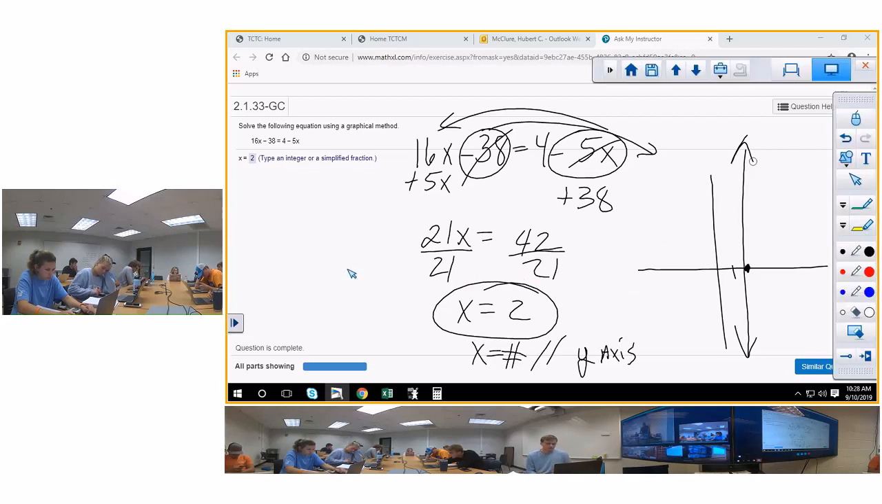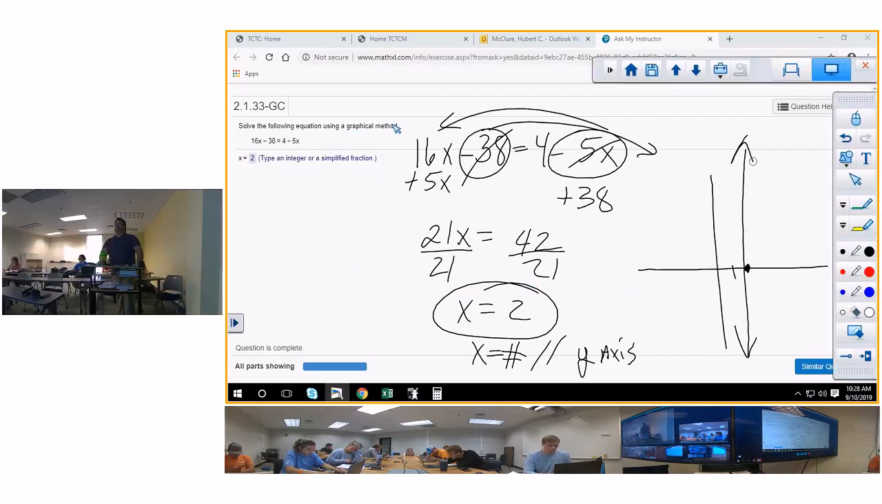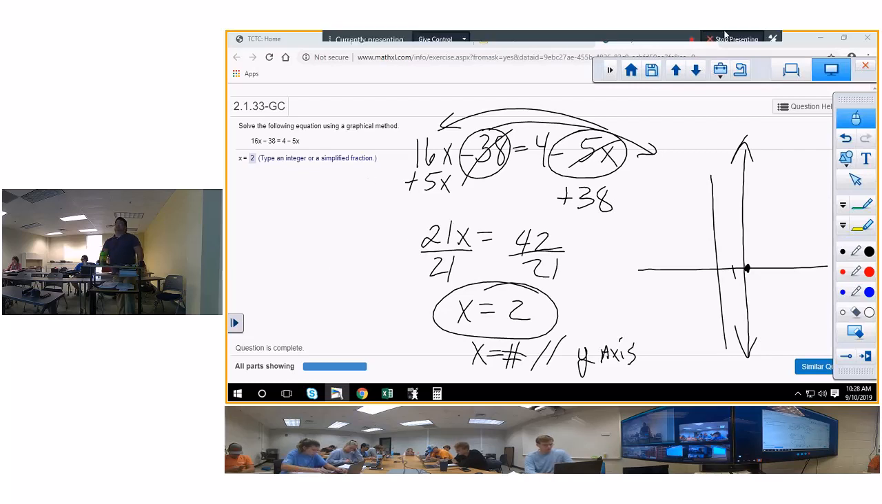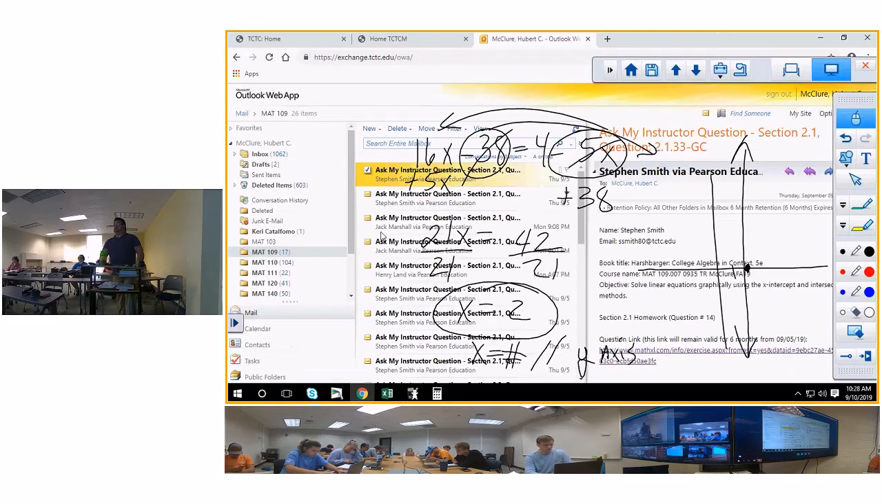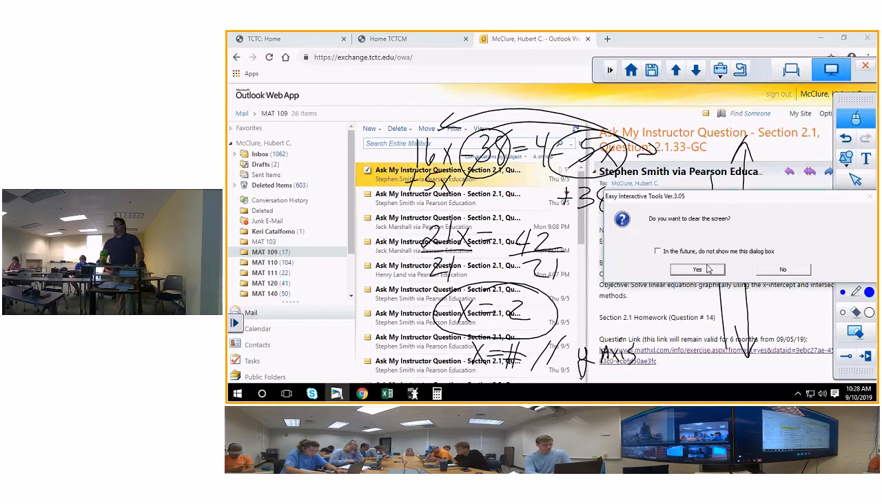Okay, so I don't know how they want you to do a graphical method when you ain't got no graph to do it with. I guess you're just supposed to do what I did, just do it algebraically. That should say solve the following equation algebraically, because you don't have a little graph to draw it on. So just do the best you can on that one, I guess.